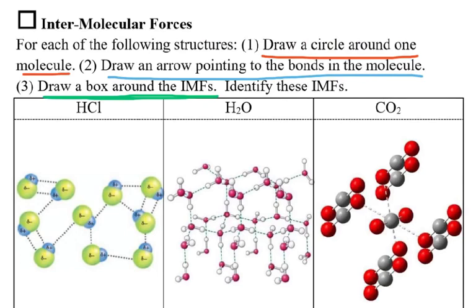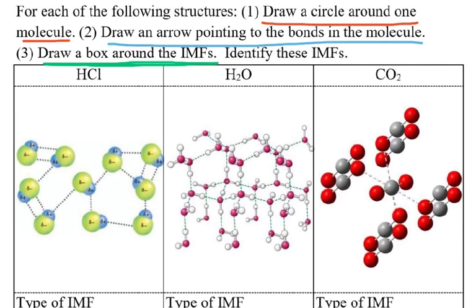Second part. For each of the intermolecular forces, we draw these structures. Put a circle around one molecule. I'm going to do that in red. I'll do that part first. So here is one little HCl. Here is one little water. And here is one CO2. That's kind of easy to get. There are a whole lot of places where you can draw that, but that's one answer.